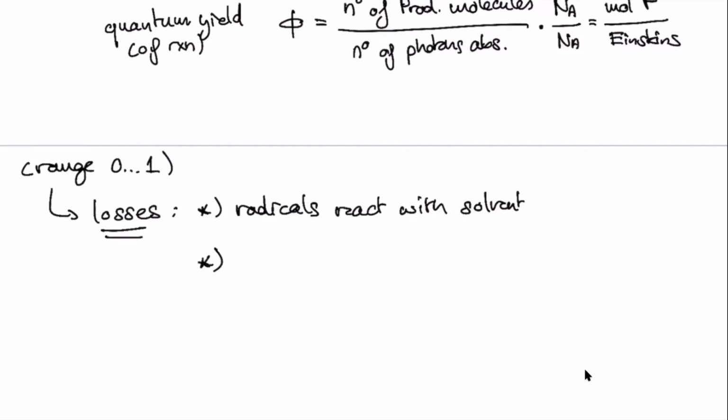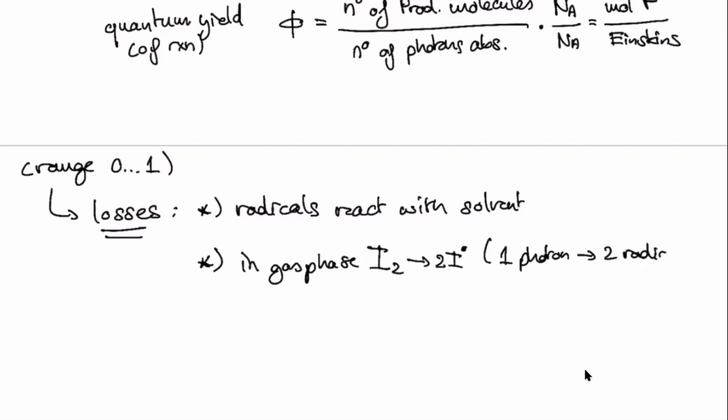Another issue, it's kind of a bookkeeping issue. So in the gas phase, for example, this iodine splitting to two radicals, that is one photon that gives two radicals. So if you don't define your quantum yield correctly, you can get a quantum yield higher than 1, which would be strange.